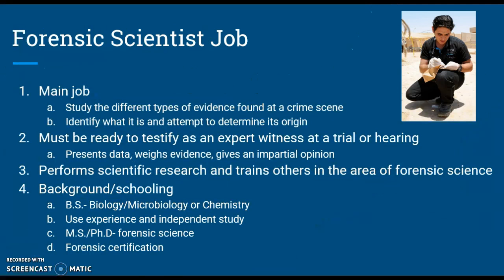The job of a forensic scientist. So the main job of a forensic scientist is to study the different types of evidence found at a crime scene. They will use Locard's principle, which is that every contact leaves a trace, to help determine what the most important areas are to look at first. They identify what it is, and then they attempt to find out where it came from. Their goal is to find an individual source, if they can, for each piece of evidence.